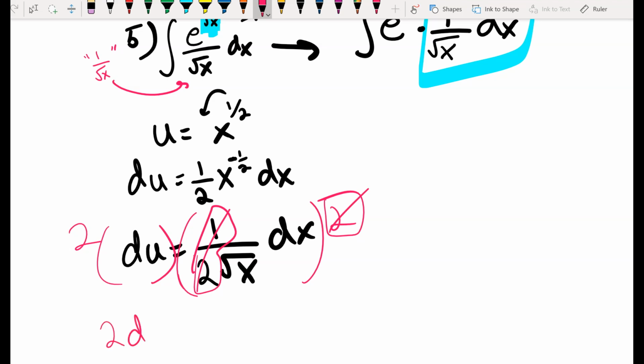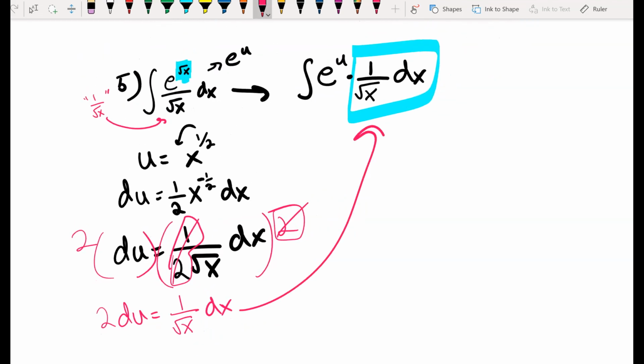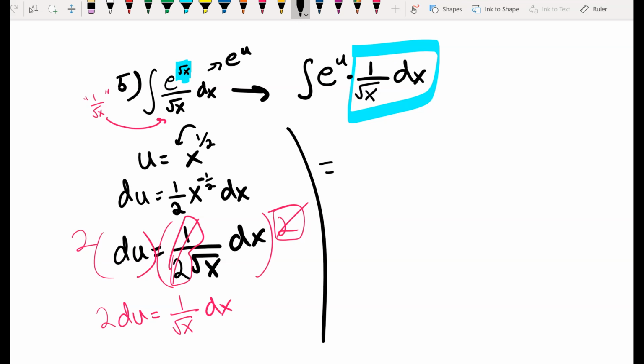So I'd have 2 du equals 1 over radical x dx, which again, this is always going to be the case for u substitution. You can get something that looks exactly like what you're trying to replace there. And I'm going to make that substitution and keep integrating. So I have e to the u times, that whole expression highlighted in blue there is just du.